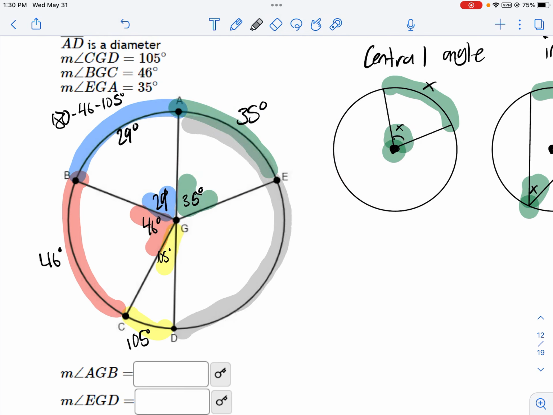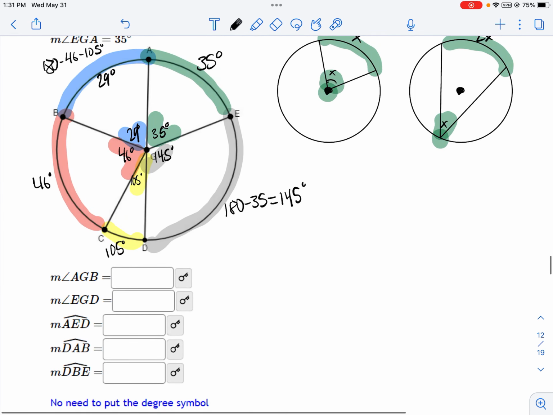And then from there, we need to do the exact same thing on the other side of the diameter. So if this whole thing is 180, and we know this part is 35, then it has to be 180 minus 35 to get our arc on the other side. So 180 minus 35, we get 145. Okay, and there you have it. And as we know that is the arc, we know 145 is also the central angle. And that's all of the information we can find.